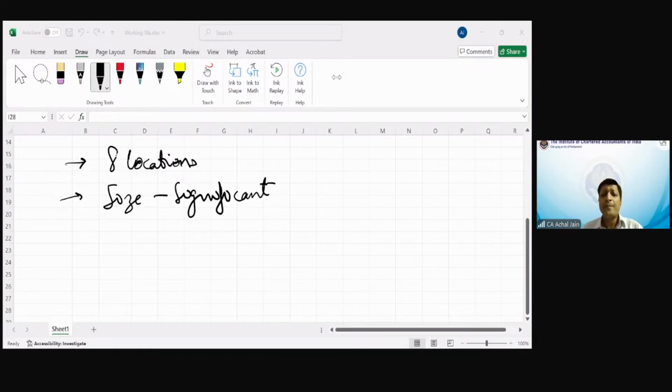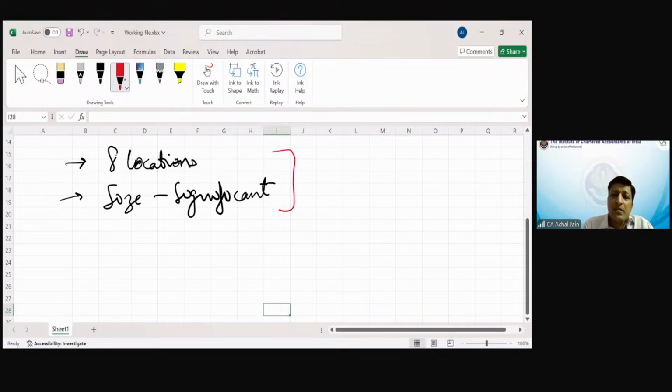Okay, so now in such a case, what will the auditor do? Of course, the auditor will have to pick and choose. So that means sampling will have to be involved.